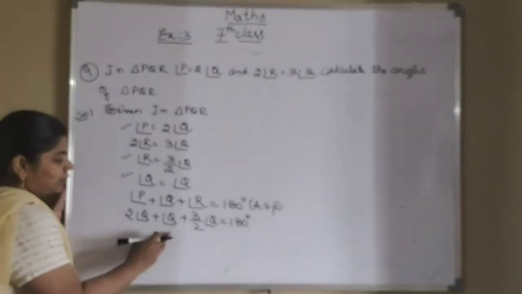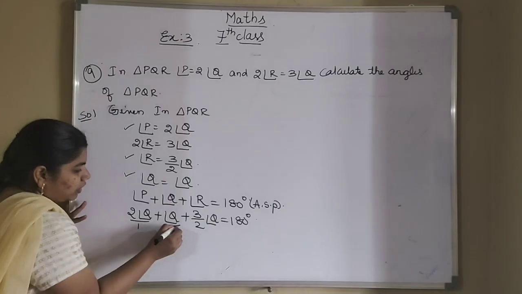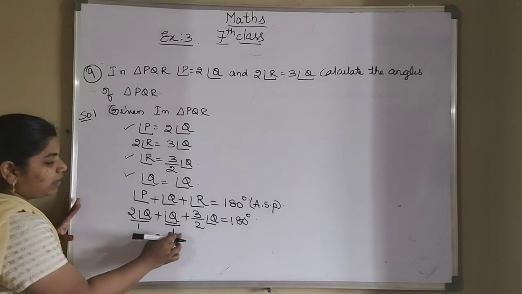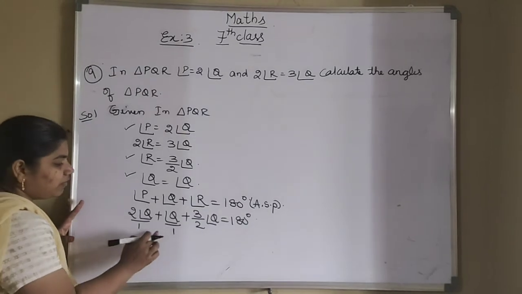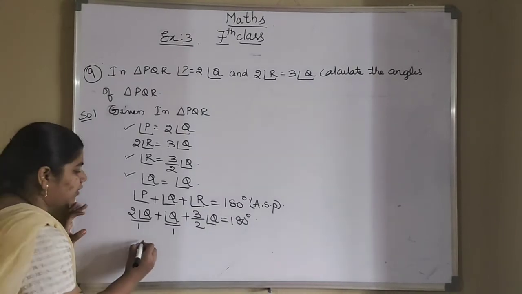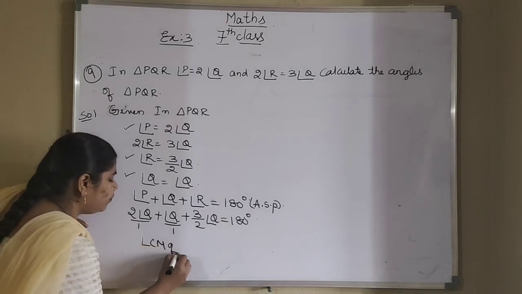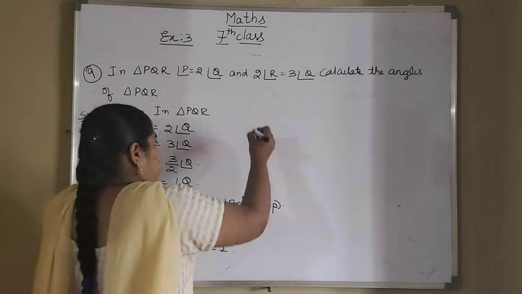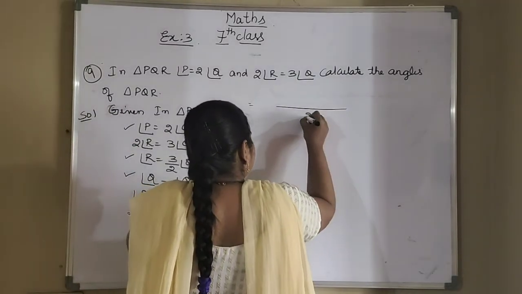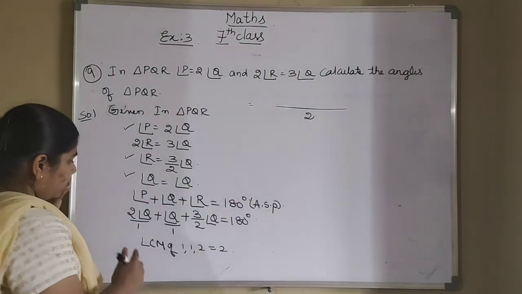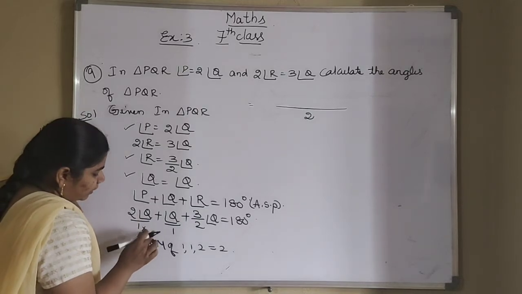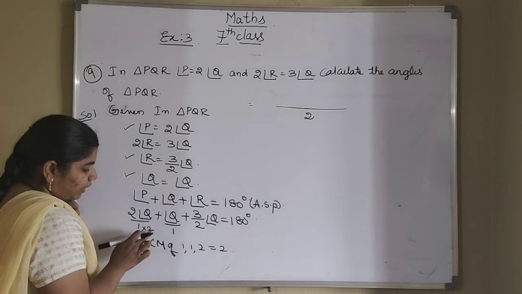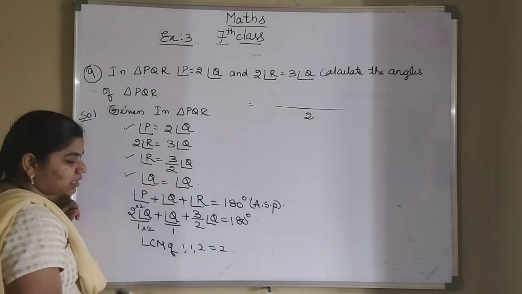Now take the LCM here. In denominator nothing is there. Here also nothing is there. Here it is 2. So what is the LCM of 1, 1 and 2? LCM of 1, 1 and 2 will be 2 itself. So I am taking here LCM as 2. Now for 1, how much you will multiply to get 2 again? That will be 2 times. So I am multiplying 2 here and also here I am multiplying.